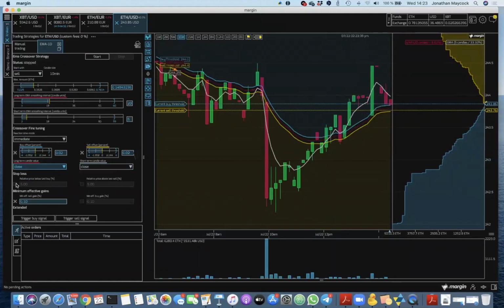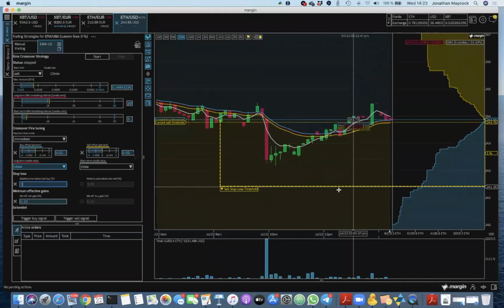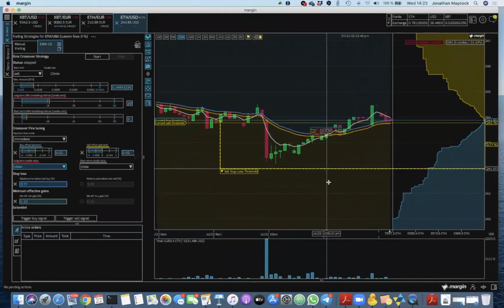You can also add a stop loss, which might be important. So let me add a stop loss of 1%. I don't see it yet. Okay, but it's here. You can also adapt that in the chart.